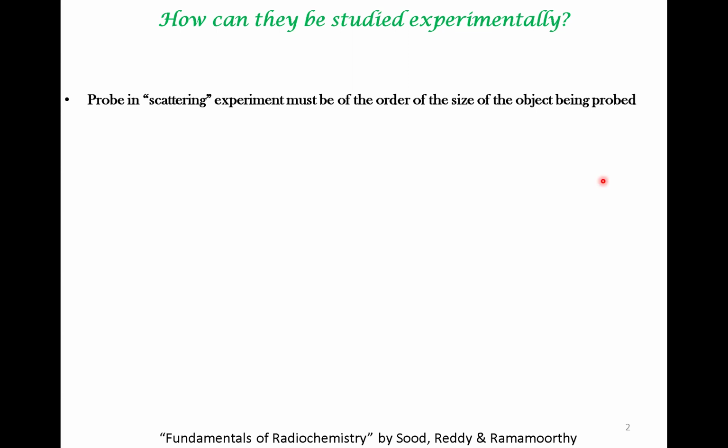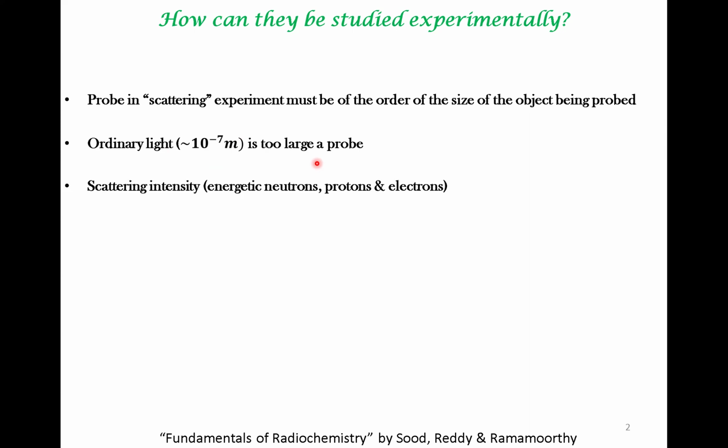If the probe is much larger than the size of the object, it won't have an effect. So you have to choose a small enough probe to study an object. Both should be comparable. Ordinary light has a wavelength of this order. This is too large a probe and cannot be used for scattering experiments in the nuclear.